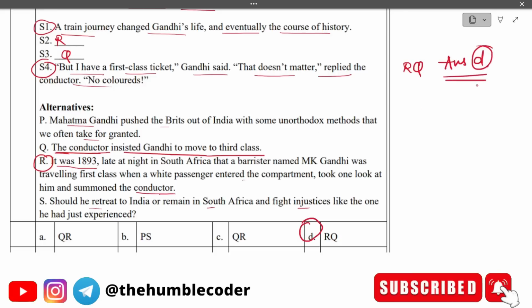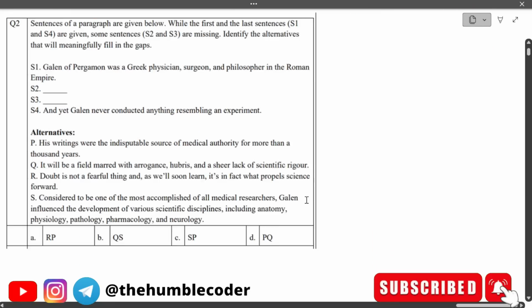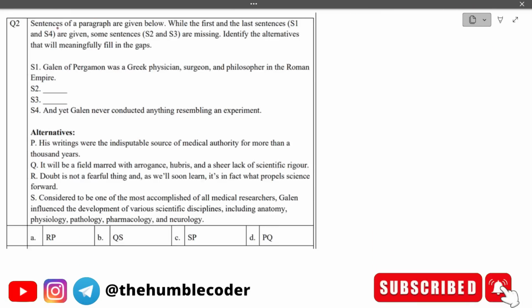Okay, so let's now move on to the next question. Let's read this question. Again, we are given 4 sentences and the first and 4 sentences are already given. We need to find what will come in sentence number 2 and sentence number 3, and we have 4 options. Okay, let's first start reading with the sentence 1. Galen of Pergamum was a Greek physician, surgeon and philosopher in the Roman Empire. And the final sentence is, and yet Galen never conducted anything resembling an experiment.